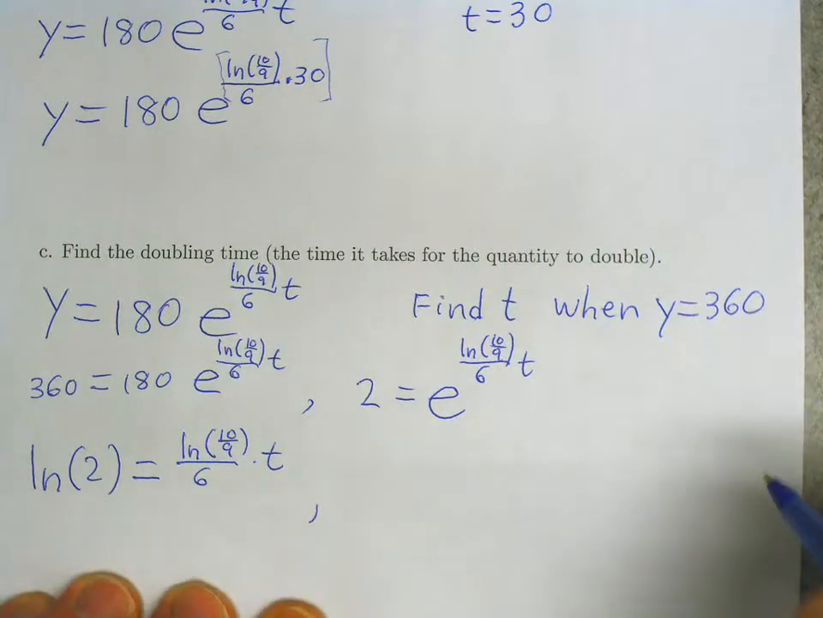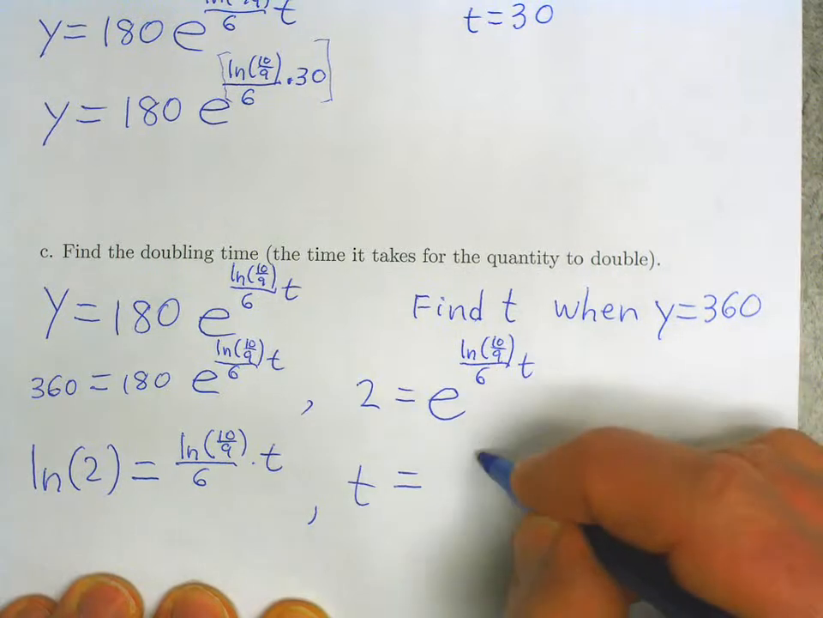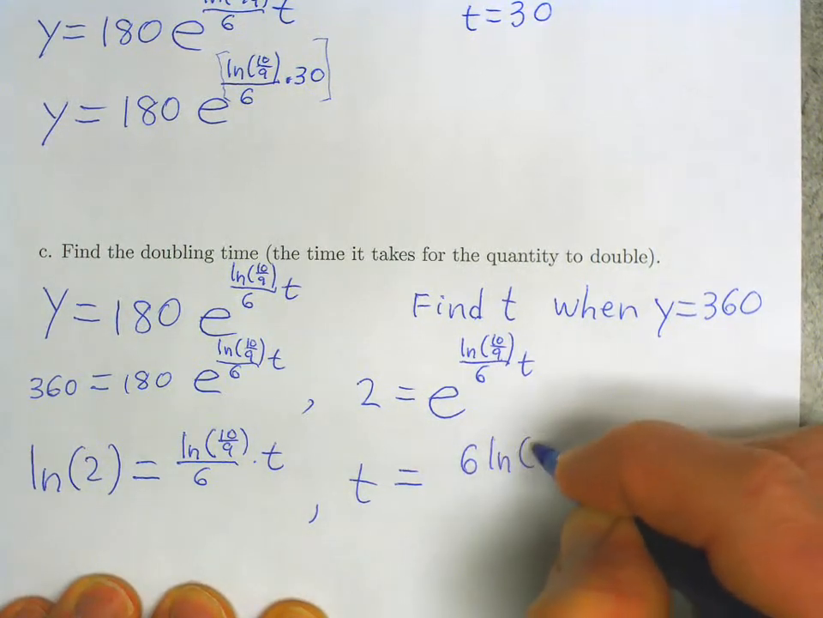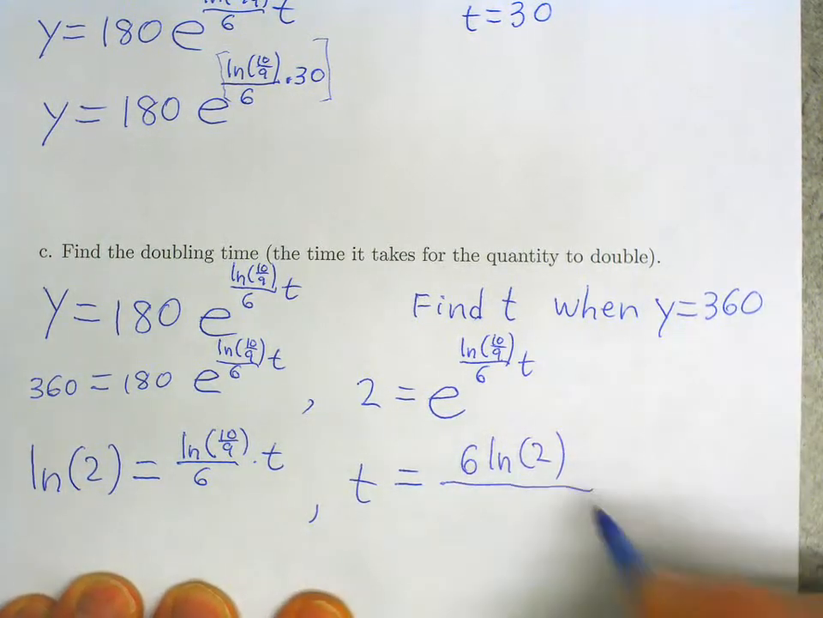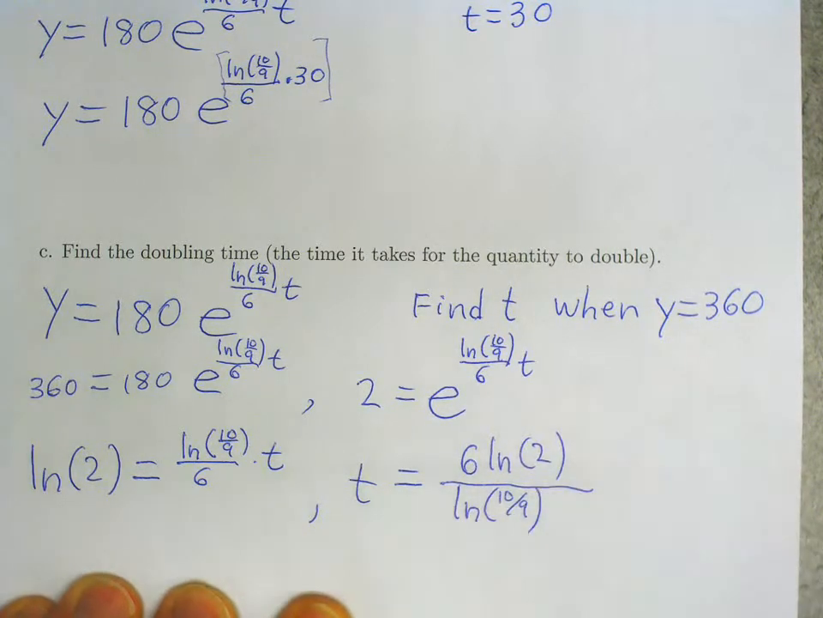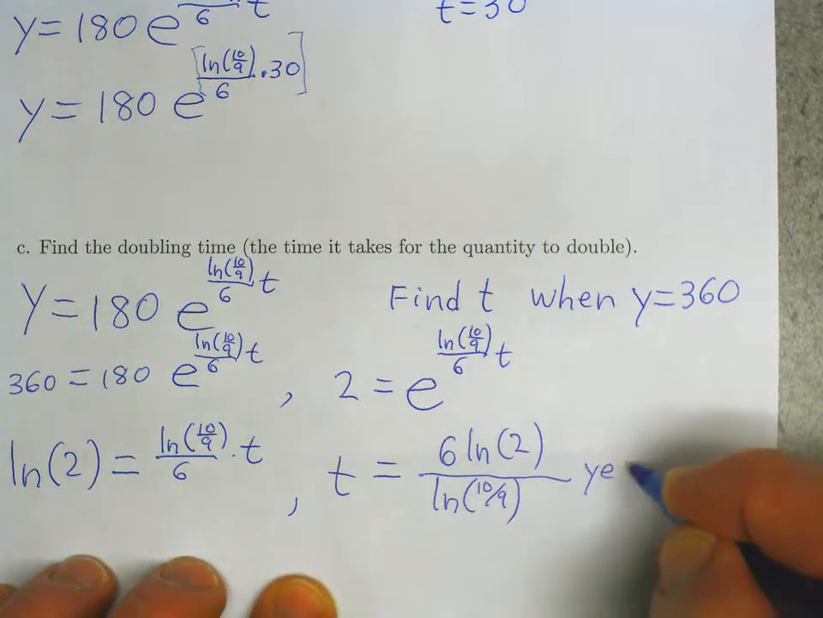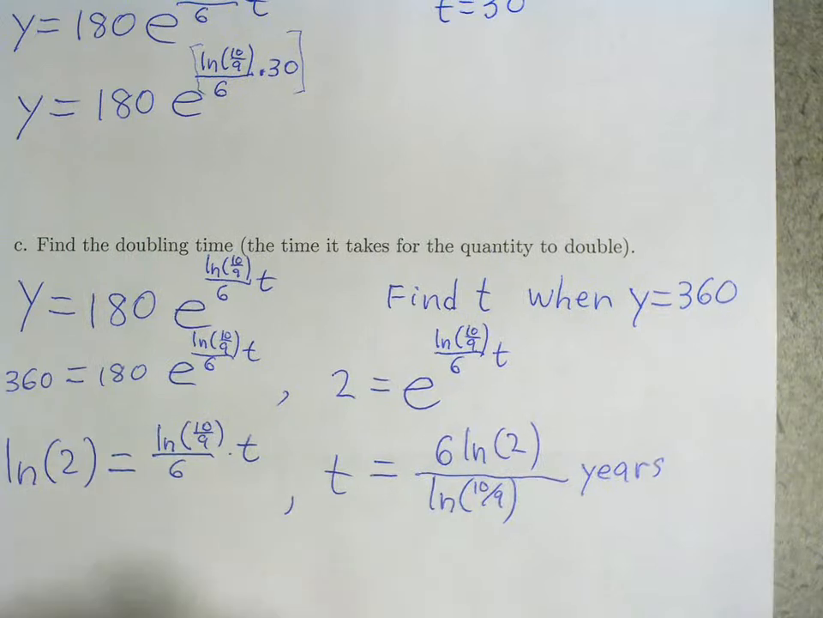And the doubling time will be 6 times the natural log of 2 divided by the natural log of 10/9. And this is measured in years. Okay, so for next Friday's test, on a problem like this, this is an okay way to answer the number.